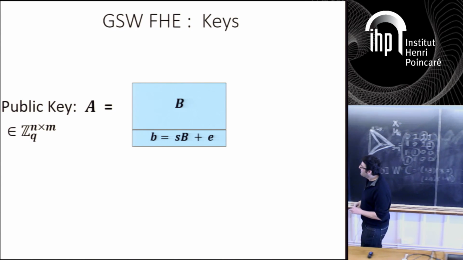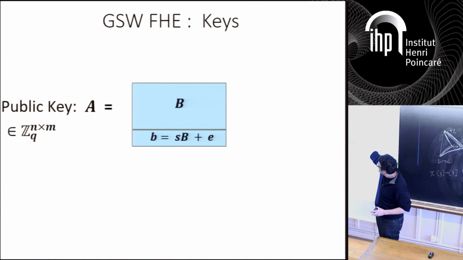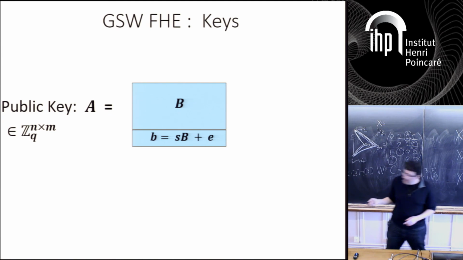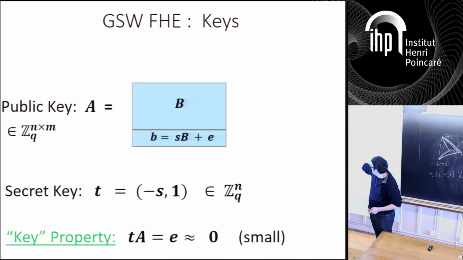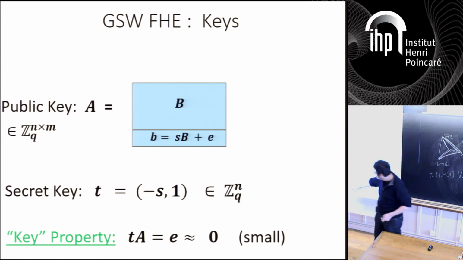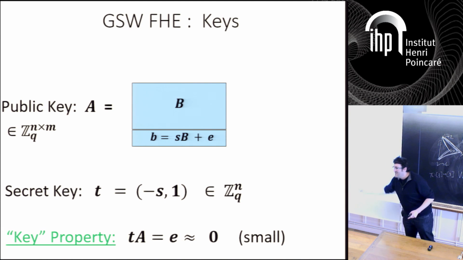Here is our fully homomorphic encryption scheme by Gentry, Sahai, and Waters. The public key is the matrix A, I'm reserving A for this matrix, which is the random matrix B plus the last row, the noisy linear combination. The secret key is a vector consisting of the coefficient vector, negative s and 1. The main property to remember is that if you multiply the secret key by the public key, you get negative sB plus sB, which cancels out, and you get e, something small. Small things I'll ignore, and I'll put squiggly lines to say they're like 0. So the secret key t times A is approximately 0.